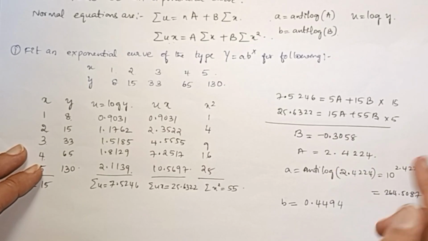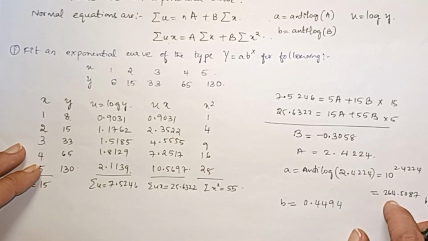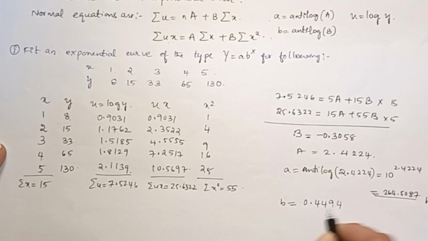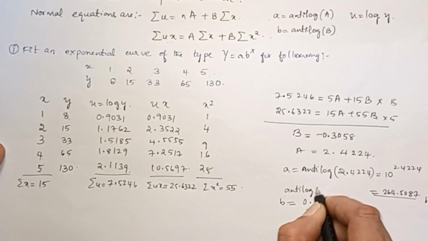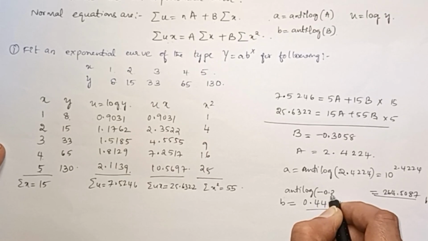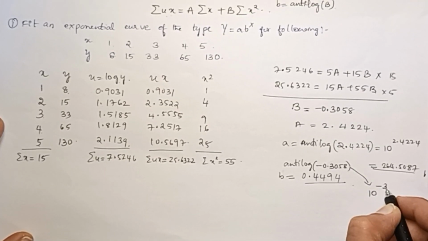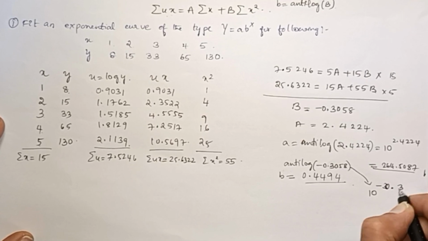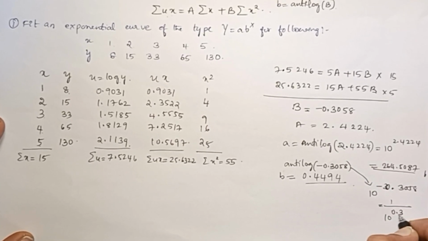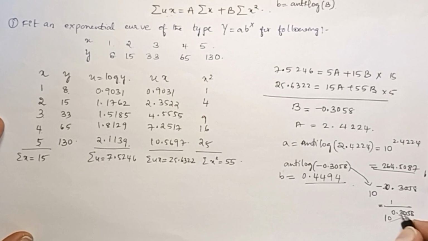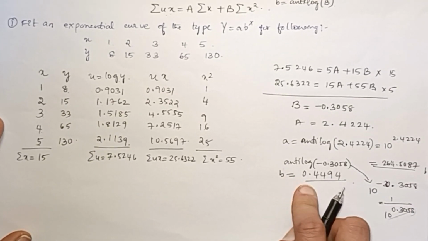0.4494. 10 to the power, though it is negative value, 1 by 10 to the, it becomes positive. So a value and b value I got. How to get b? Antilog of minus 0.3058, which is nothing but 10 to the power minus 0.3058, which is nothing but 1 by 10 to the power 0.3058. First calculate this, then 1 by this value, it becomes positive, and it is 0.4494.